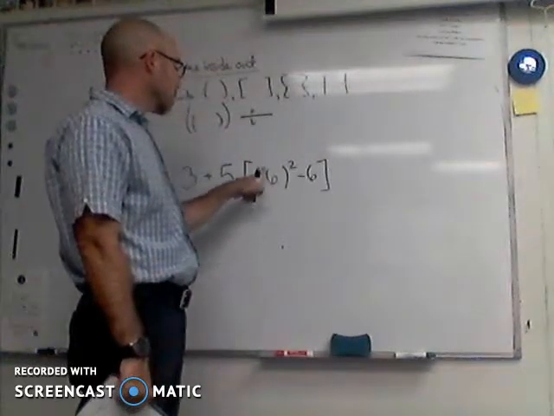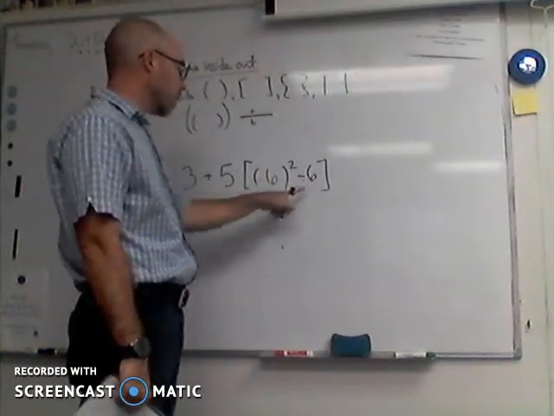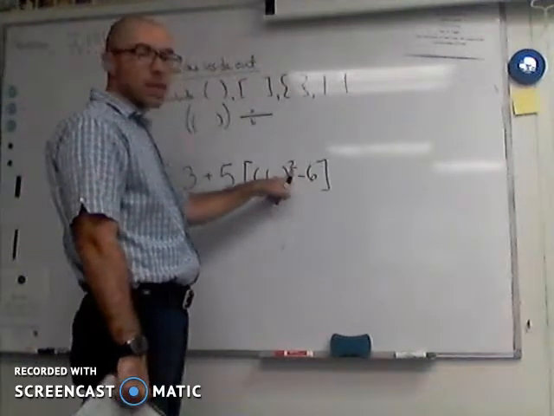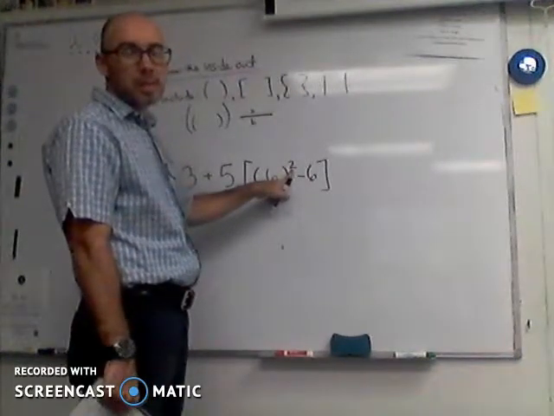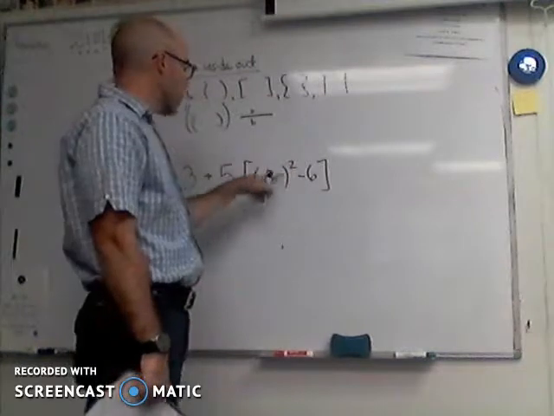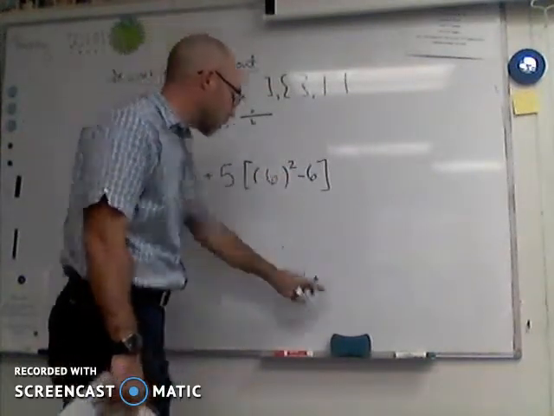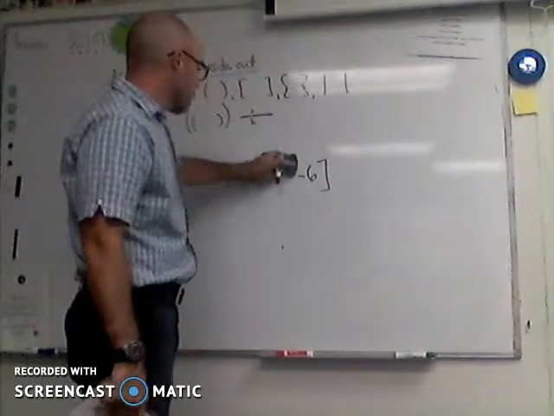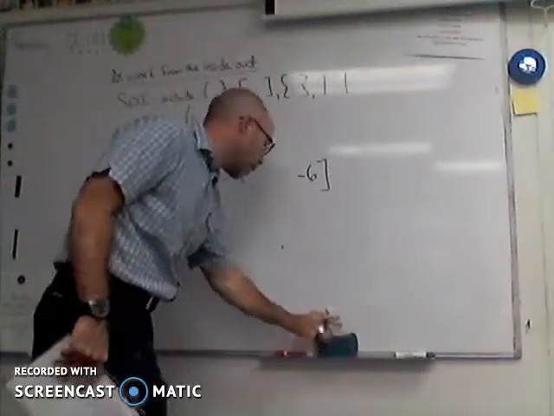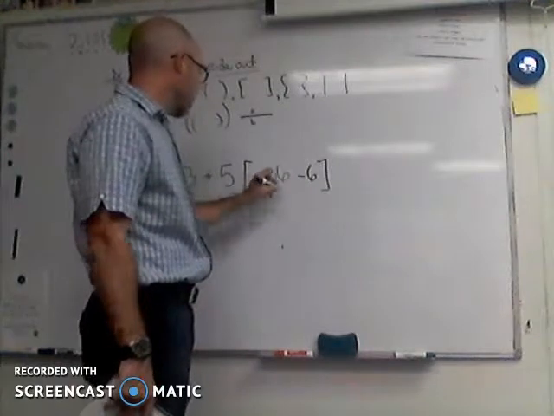Well, now the next thing is, this is still parentheses inside of brackets. And now we're being asked to square 6. 6 times 6. Once we do that, we can get rid of those parentheses. So 6 times 6 is 36. I'm going to erase this now, or I could rewrite the whole thing, and now I've got this.